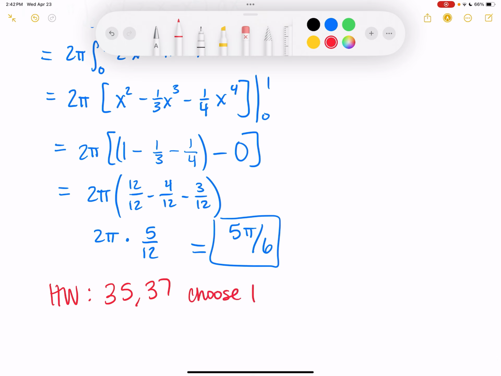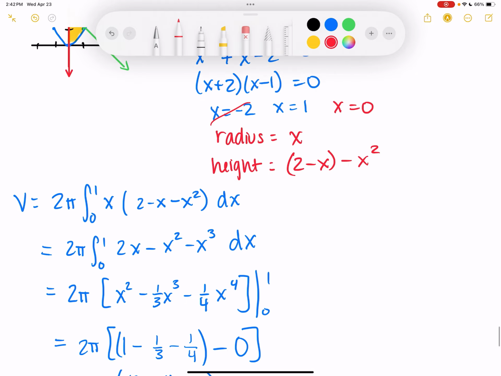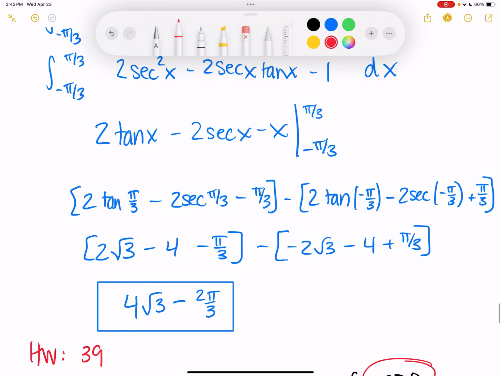What was the first set of homework problems again? Not from earlier. That was just 39. That.